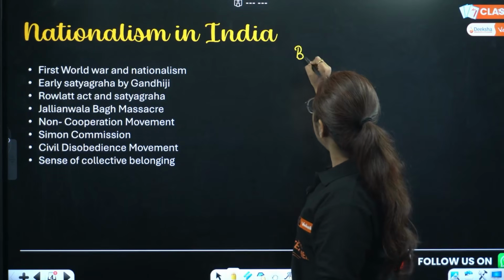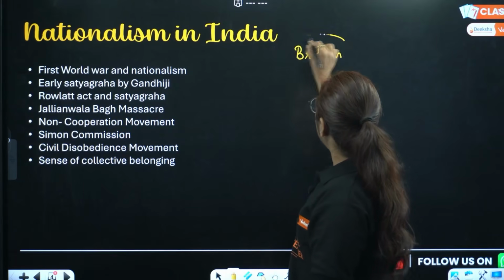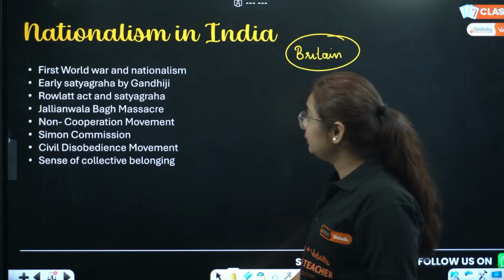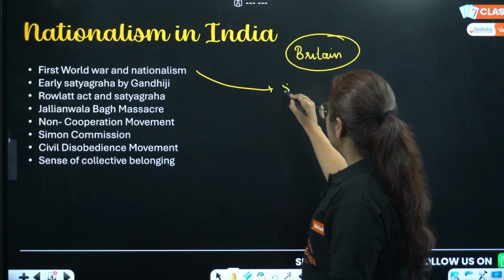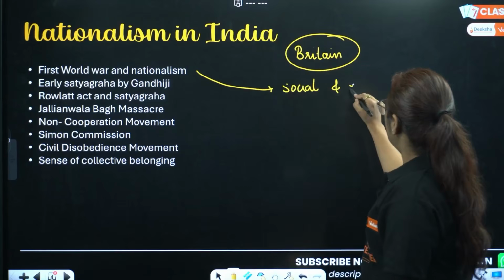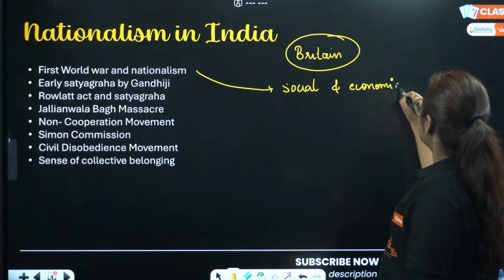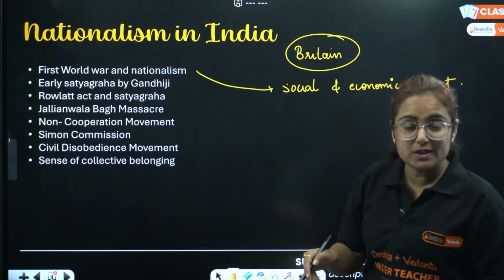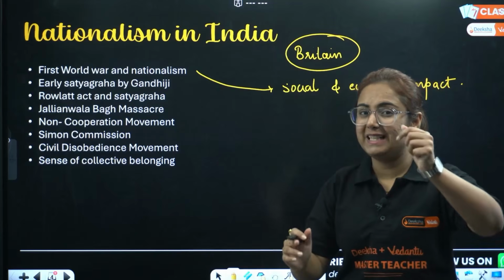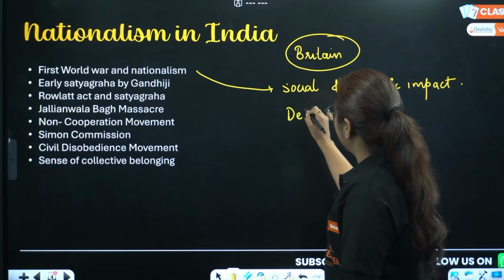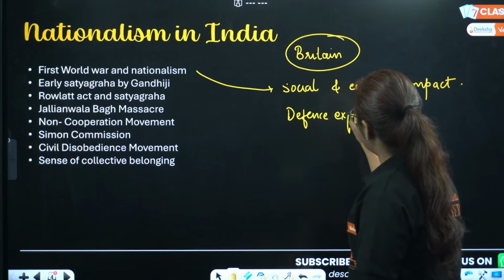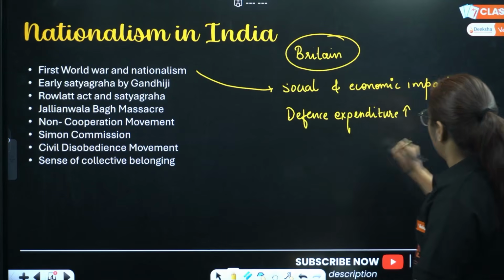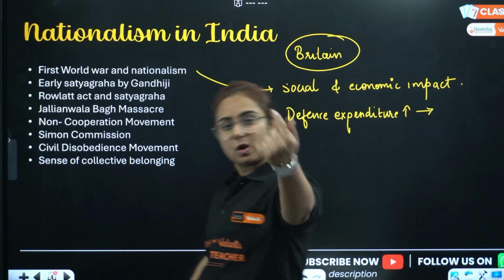Britain was part of the allied powers, and Britain was ruling India. Do you remember? Yes. So Britain was ruling India, and this First World War created a social and economic impact on India. How, my dear students? Because when war is fought, money is spent, defense expenditure. See, I am just writing the important points. The defense expenditure was increased, which Britain took from the pockets of Indians.